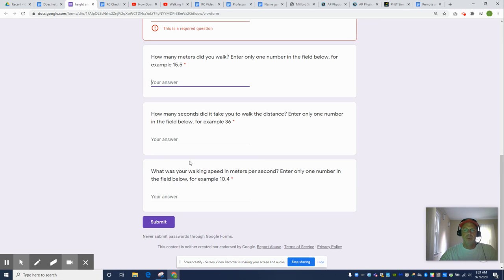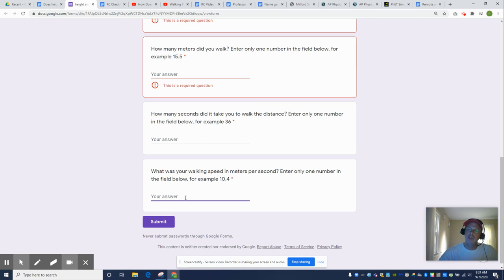The spreadsheet can obviously do distance divided by time. But I'm going to see if your answer for speed matches the spreadsheet's answer for speed. So put in your ratio, your walking pace right here. How many meters per second you move while you're walking at your normal pace.